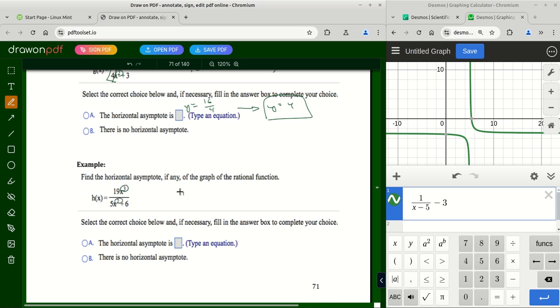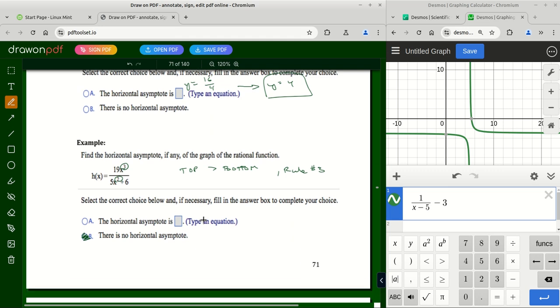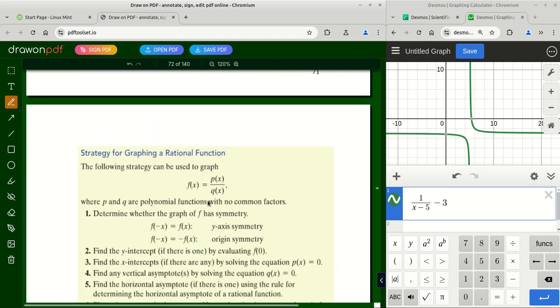Last one. 3 and 2. This is when the top is greater than the bottom. And so that's rule number 3, my favorite rule of all time. None. You just click none, and you're done. That was it. Wow. Okay.